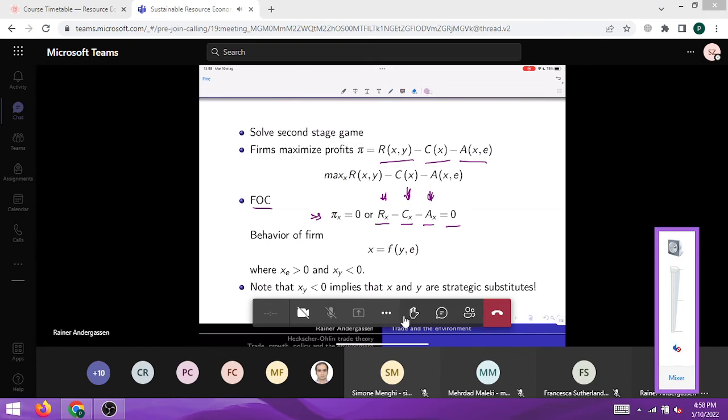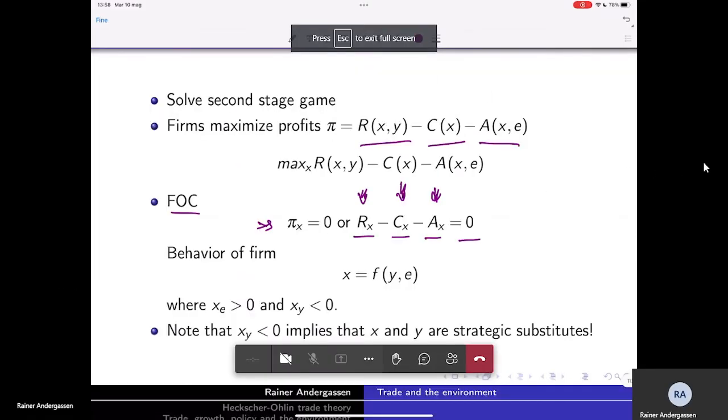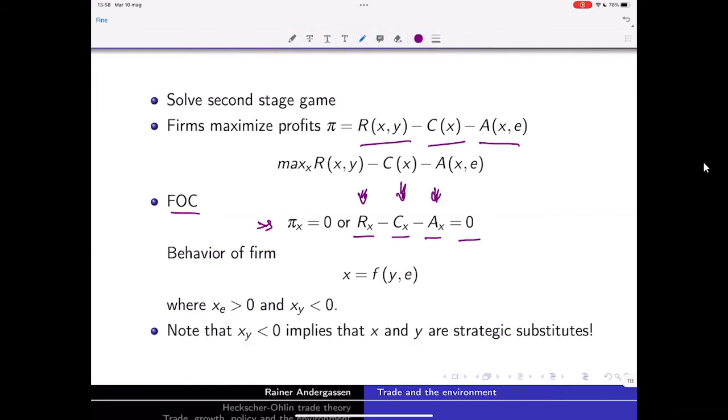Intuitively, Rx, our additional revenues, have to be equal to additional costs. This gives you the optimal firm strategy. As I mentioned before, this does not lead to a scalar, that is a number, but gives you a function, because X depends now on what my competitor does and what the policymaker has chosen. Therefore here you have a reaction function: my optimal response, given the action of my competitor and given the environmental policy chosen by the policymaker.